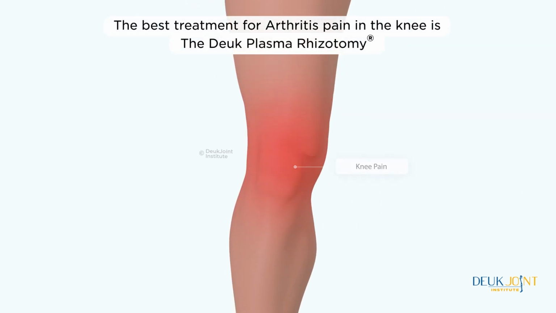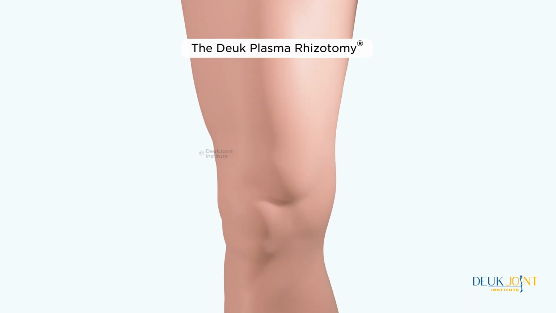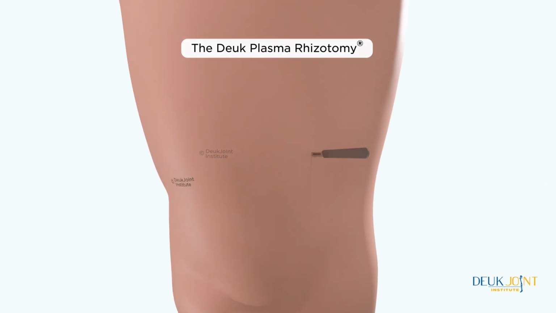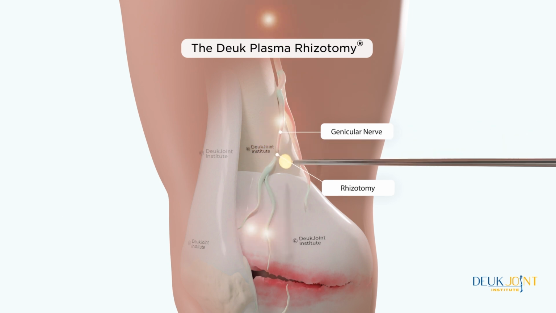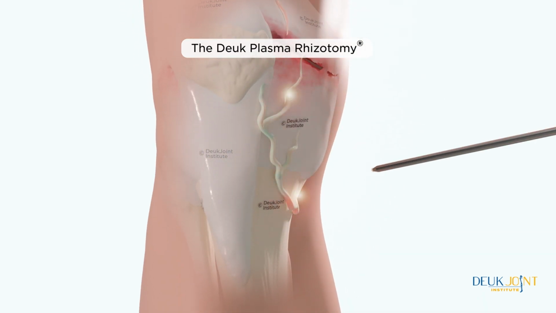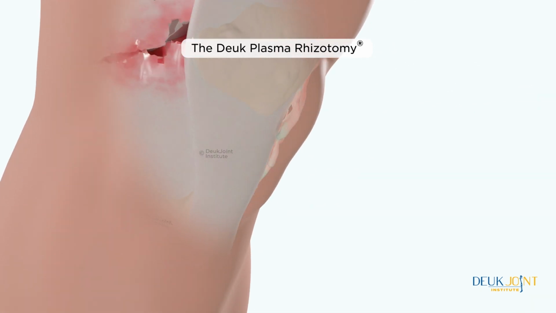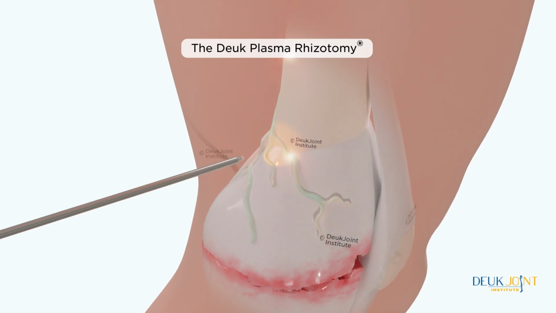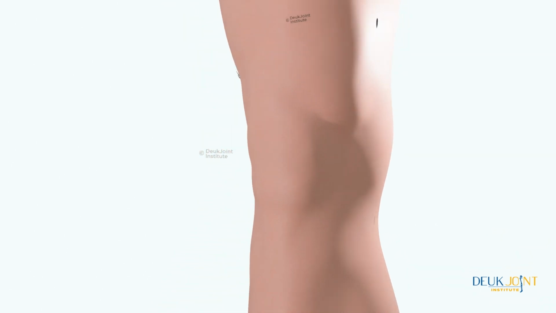The best treatment for arthritis pain in the knee is the Deuk plasma rhizotomy. A 4 mm incision is made. The Deuk plasma wand is inserted to perform a permanent rhizotomy. There is minimal bleeding and a Band-Aid-sized incision.